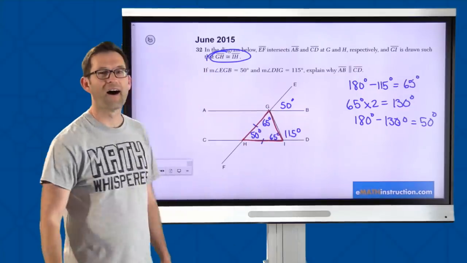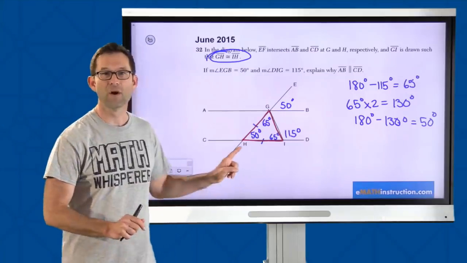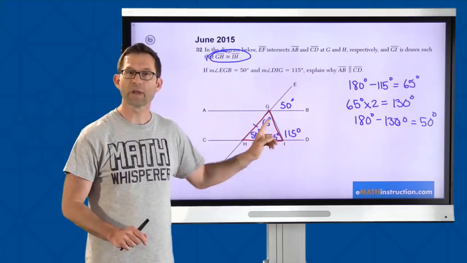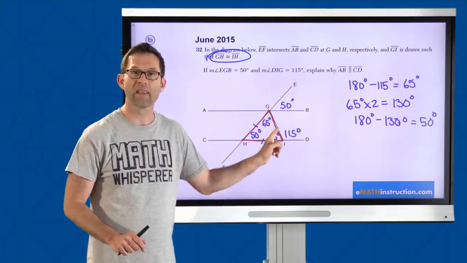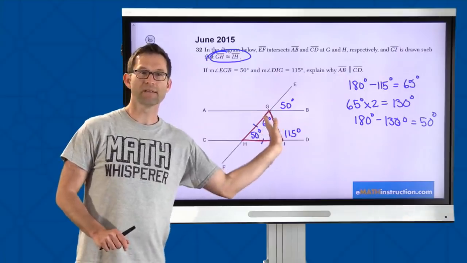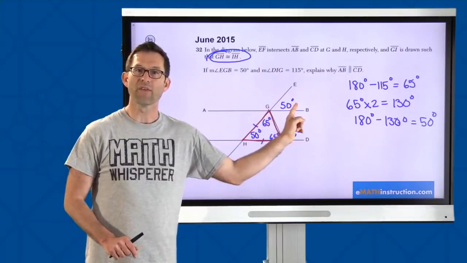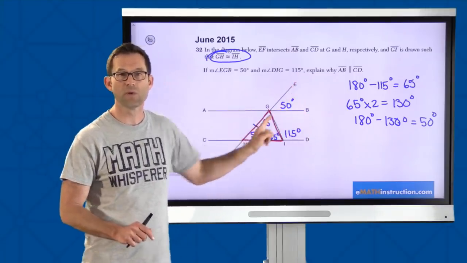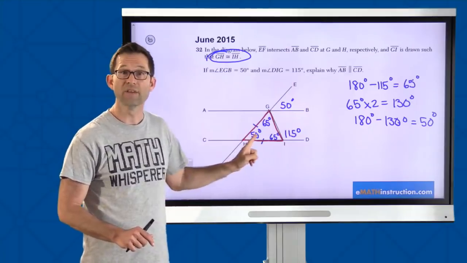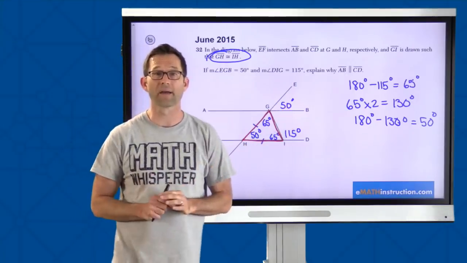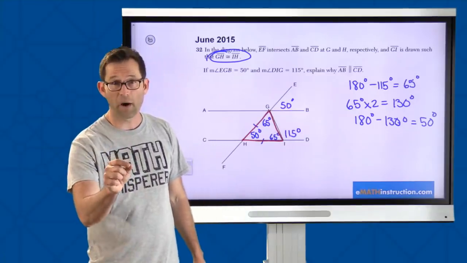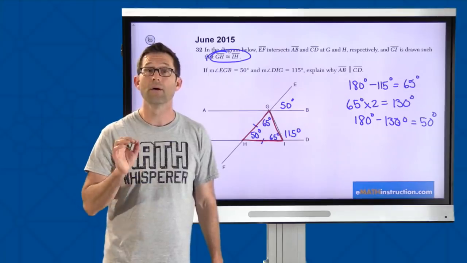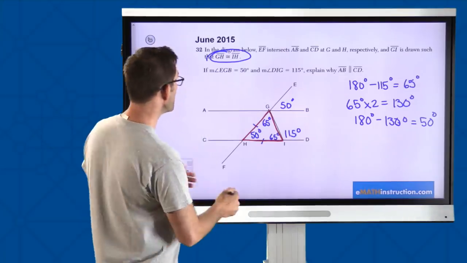This is great, because notice, I now have a 50-degree angle here and a 50-degree angle here. It's a little bit tricky because you want to mentally remove that line segment. If you mentally remove it, then you can really see that the 50 and the 50 are in the same spot in terms of those two lines being crossed by a transversal. This angle and this angle are corresponding angles. And because we now have a pair of corresponding angles that are congruent, the two lines that created those corresponding angles must be parallel.